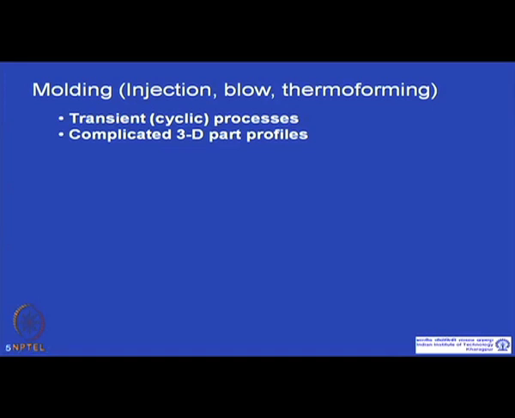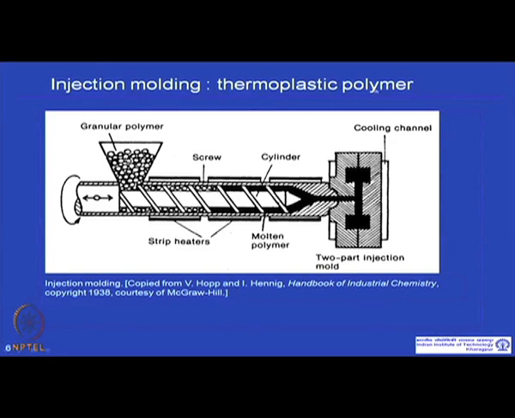So, going to molding, and molding is a cyclic transient process, and it can be used for making complicated 3-dimensional parts. As I said, it could be injection molding, blow molding, thermoforming. Injection molding is done mainly for thermoplastic material, and it is similar to the extruder machine. There is a hopper where you add the granular polymer material and some additives which act as a mold release agent, so that after the part is formed, it can be easily taken out from the mold.